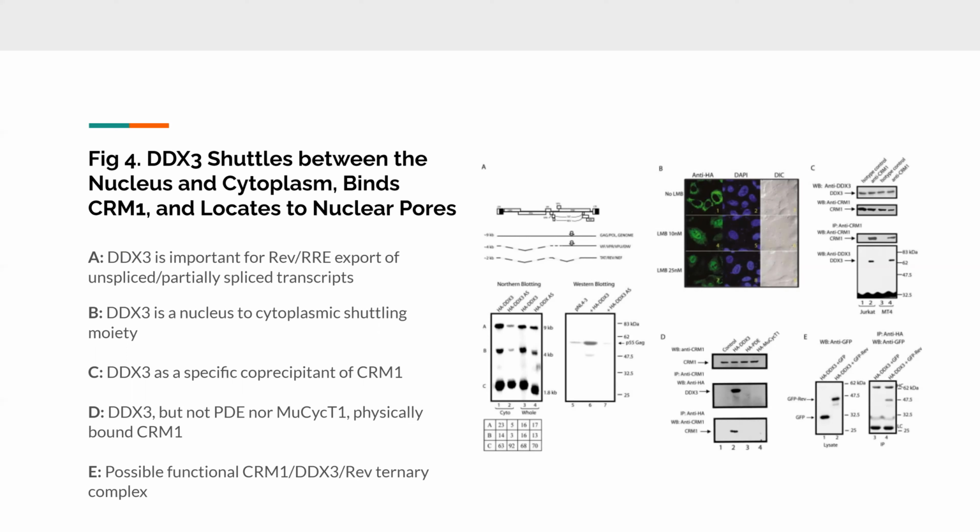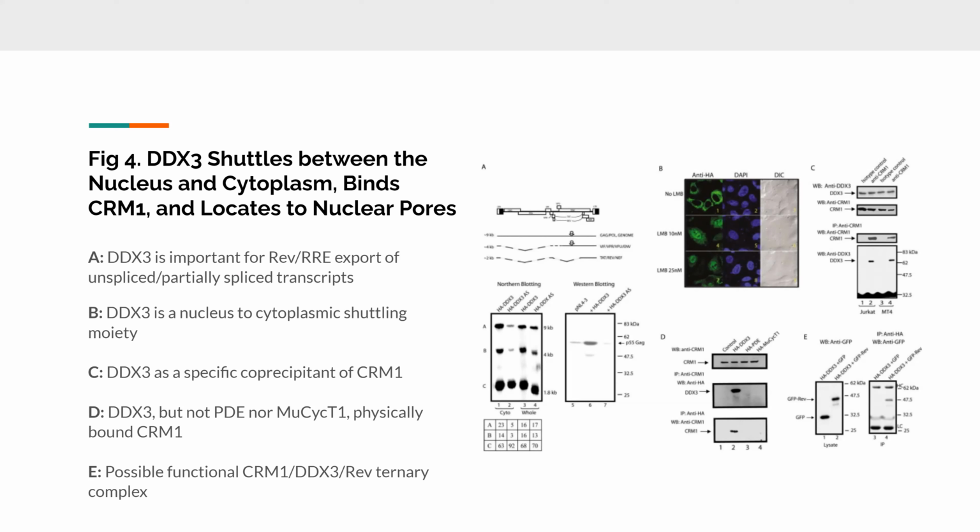Next, this was tested to see how exactly DDX3 binds to CRM1. Co-precipitation of DDX3 with CRM1 was tested. Figure 4C lanes 2 and 4 show that these do co-precipitate. Figure 4D verified the association of DDX3 and CRM1 by also testing phosphodiesterase Na and murine cyclin T1. Immunoprecipitation showed that DDX3 physically bound only to CRM1 as seen in figure 4D lane 2.